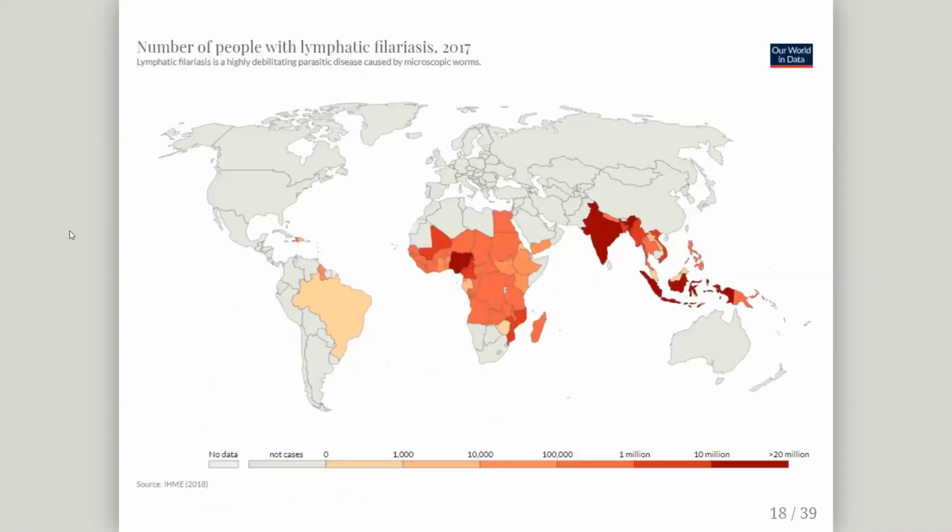Lymphatic filariasis occurs in tropical and subtropical regions of the world, such as sub-Saharan Africa, Asia, the Pacific, and also parts of the Caribbean and South America.